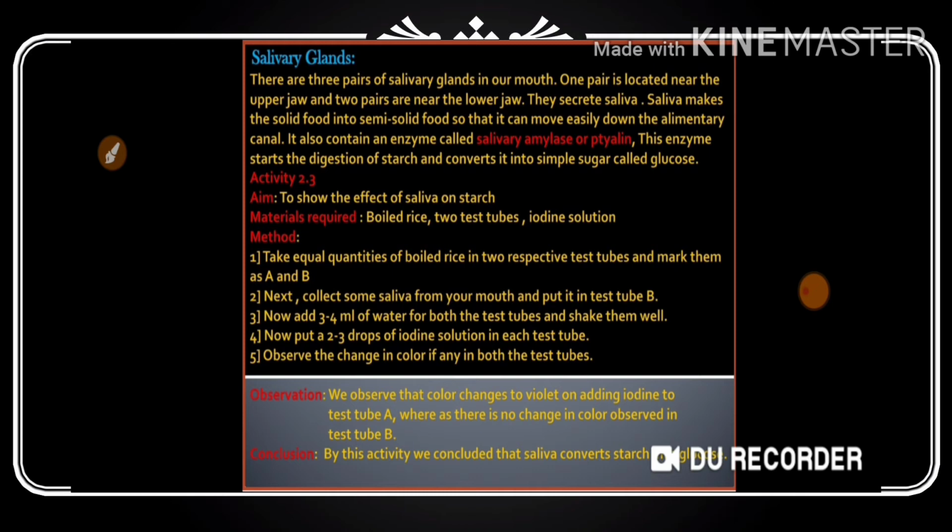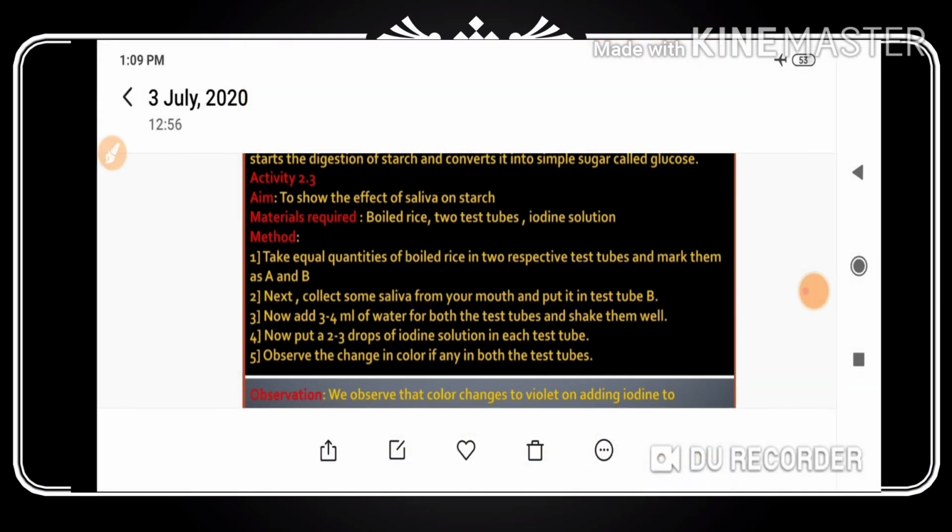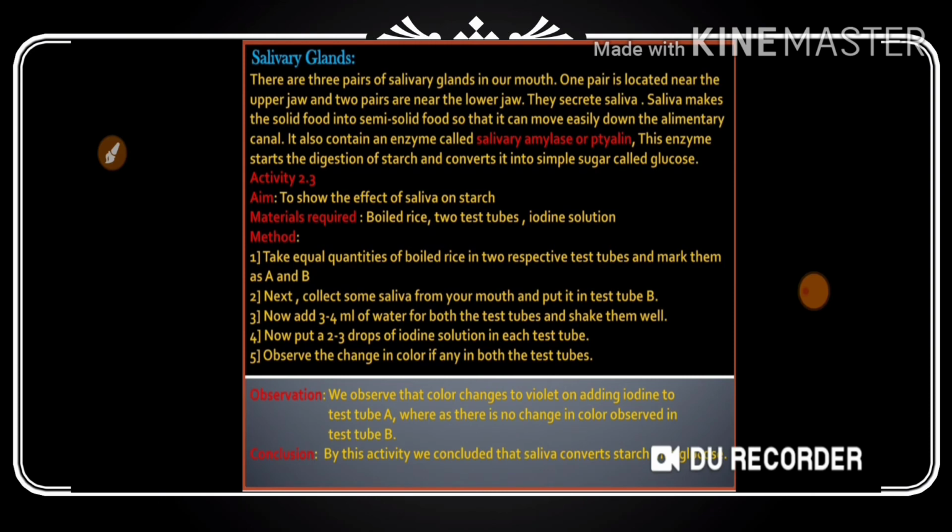First we take two separate test tubes and mark them as A and B. Then we insert an equal amount of boiled rice in each. Afterwards, we add a little saliva to test tube B, and 3 to 4 ml of water to both test tubes. Now we shake it well. Then put 2 to 3 drops of iodine solution in each test tube, and observe the change in color, if any, in both test tubes.